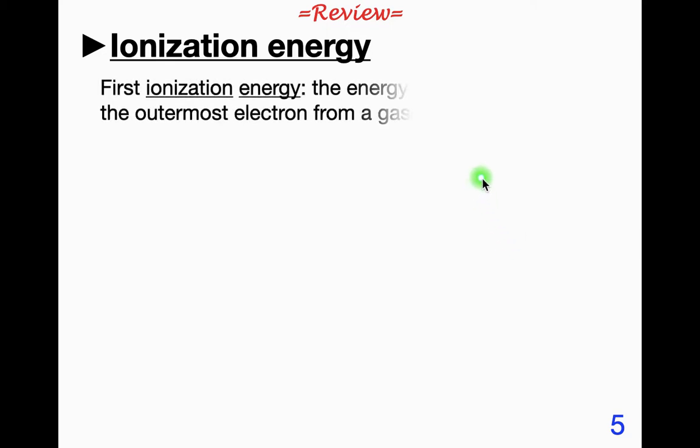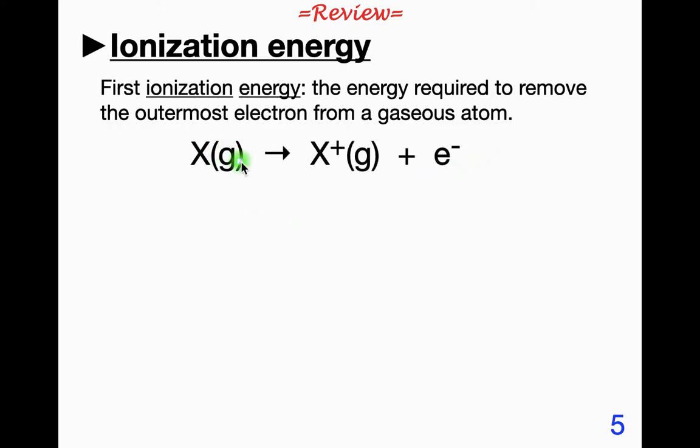Ionization energy. The first ionization energy is the energy required to remove the outermost electron from a gaseous atom. Now, what we mean by a gaseous atom is just an atom all by itself. It's not bonded to anything else. So let's look at an imaginary element, X. So this would be losing an electron. So when it loses an electron, here's the electron that's being lost, it has a positive charge. It takes a certain amount of energy to pull an electron away.